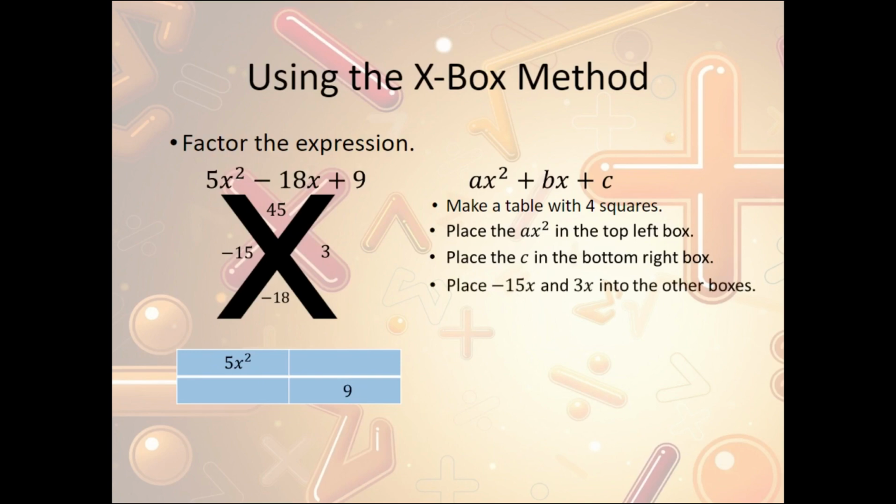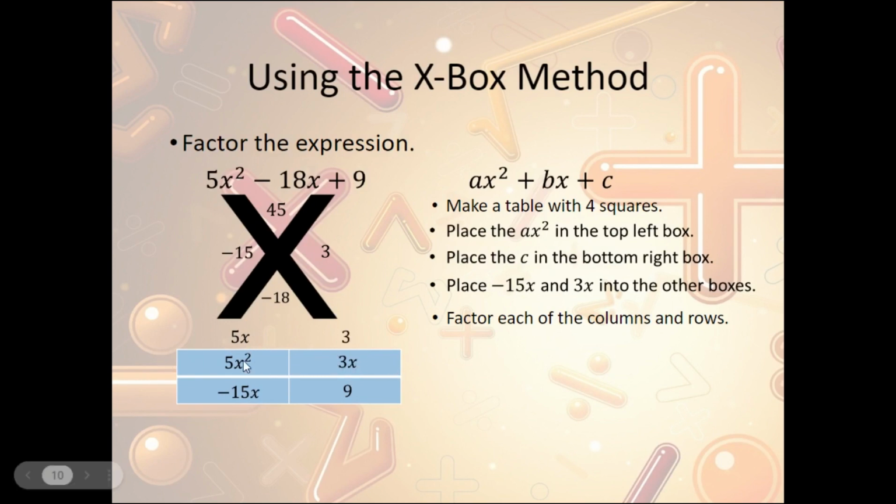Now we're going to place -15x and 3x into each one of the boxes. And it doesn't matter which one you place it in. So we'll put -15x there and 3x here. Now we're going to factor out what we can, trying to find a common factor. So between 5x squared and 15x, there's a 5x in common. So that's what we would factor out. So we'll go ahead and just put it at the top of the box. Then we'll do this one, 3x and 9. Well, 3 is in common between those two, so we'll put a 3 at the top.